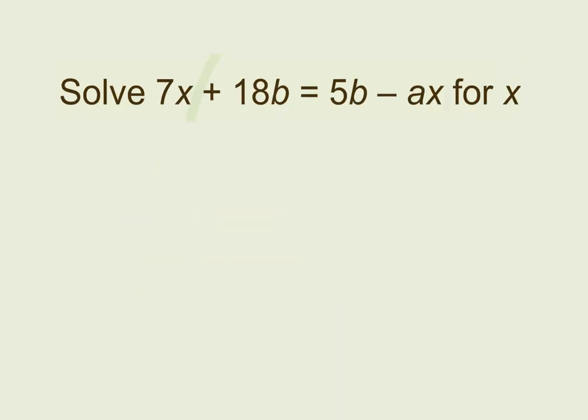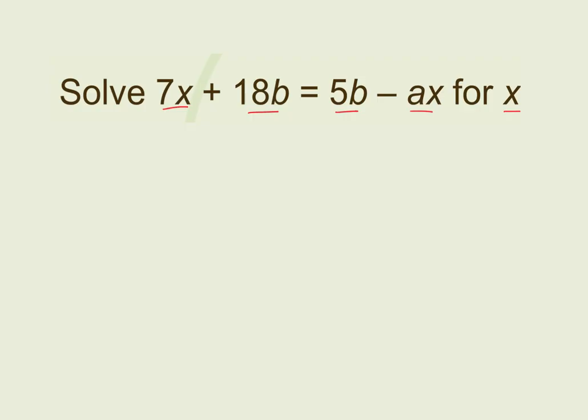Last example I want to do really kind of throws everybody for a loop because you see that there are multiple variables in this one. And so we have this 7x, 18b, 5b, ax, and then they're telling us to solve for x. And you're thinking, I have way too many variables. What they actually want you to do is just get the x all by itself. And so when you have something like this, you're not actually going to come up with a numeric answer. You're going to come up with an answer that still has a lot of letters in it. Our goal is to get the x by itself.